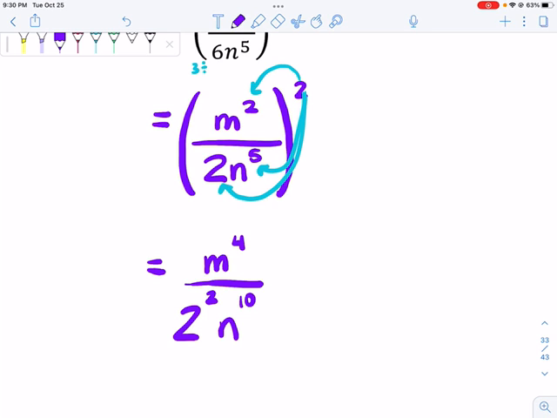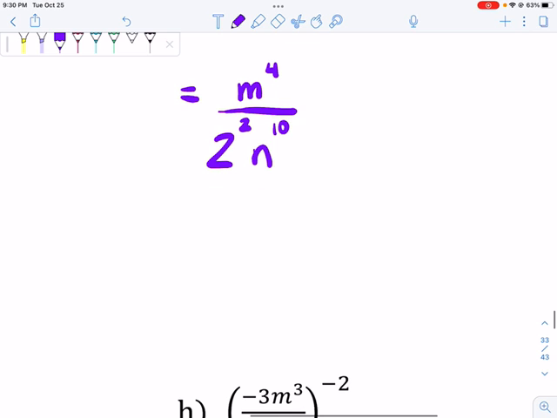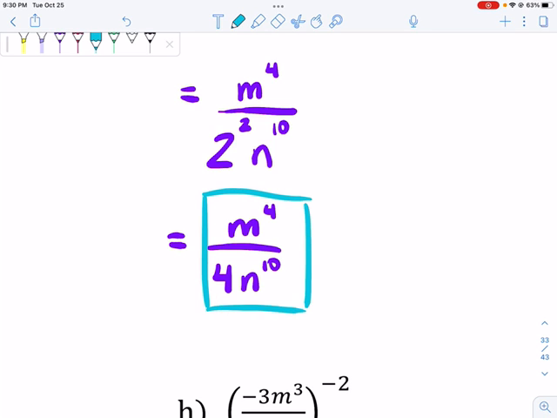Now I'm so close to done because I have only positive exponents. Nothing has the same base, so they can't be further combined. But I can further simplify because I know that 2 squared is just 2 times 2, which is 4. Now that 2 squared is in the denominator, so that 4 will also remain in the denominator. It doesn't move anywhere. And this here is my final answer.